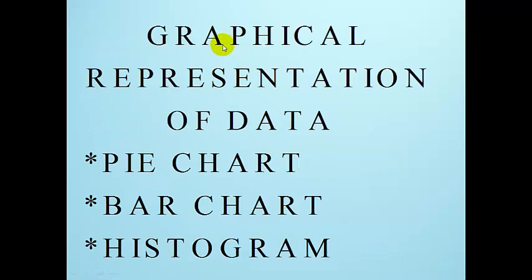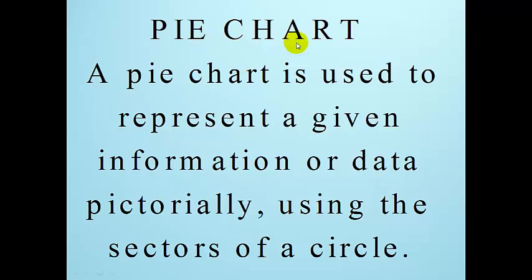Now, the graphical representation of data. With the graphical representation of data, we are going to consider the pie chart, the bar chart, and the histogram. Now, we start with the pie chart. A pie chart is used to represent a given information or data pictorially using the sectors of a circle.